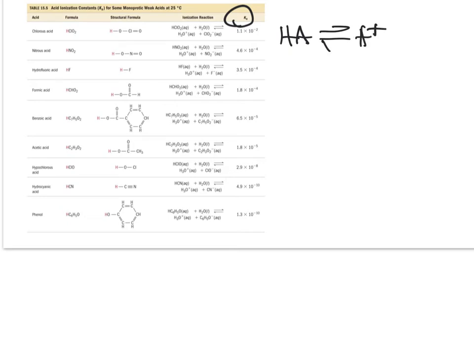That's really terrible. Let me erase that. Okay, and redraw that. H positive plus A negative. All right, A just stands for an acid. It's just a generic term. And so this is my acid on the reactant side, and the conjugate base is the A negative.